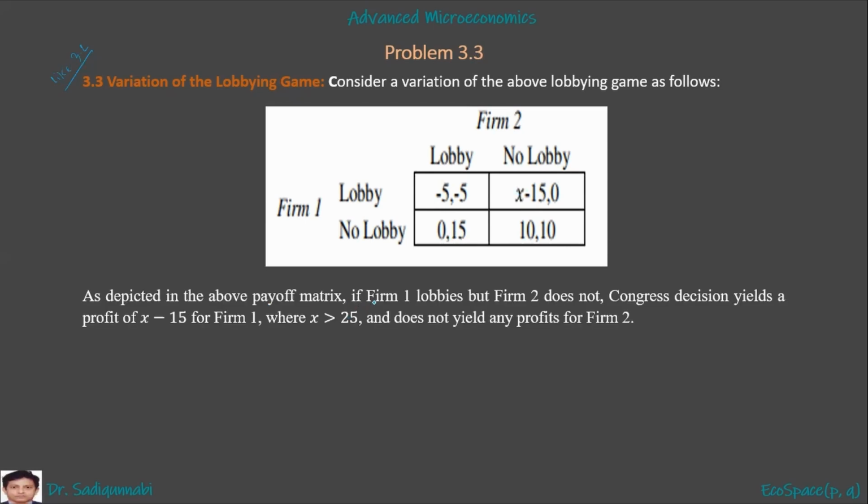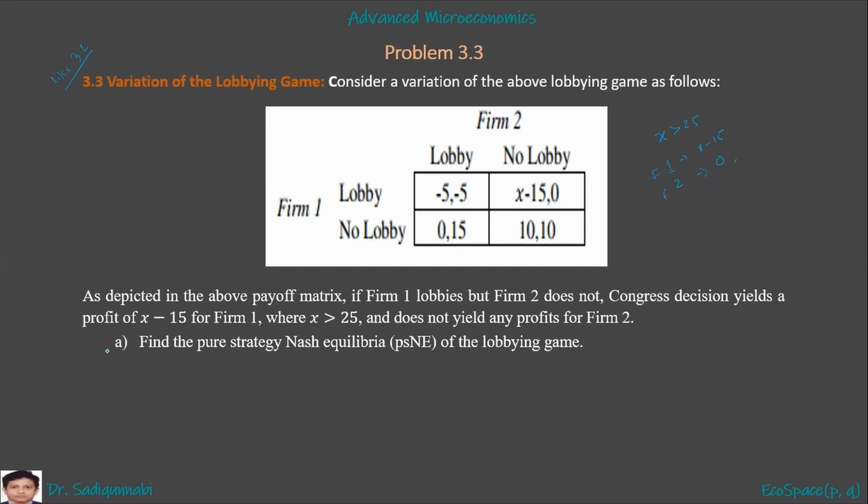So as depicted in the matrix, if farm 1 lobbies, but farm 2 does not, Congress decision yields profit or payoff x minus 15 for farm 1, where the condition is x is greater than 25, and does not yield any profit for farm 2, that means 0. So farm 1 gets x minus 15 and farm 2 gets 0. And all other cases remain the same as we have seen in 3.2.